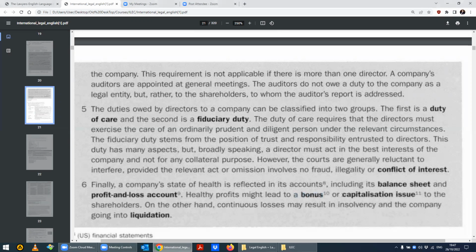And you can see here the word capitalization. Right. Capitalization means sending some money back to the shareholders in a dividend.